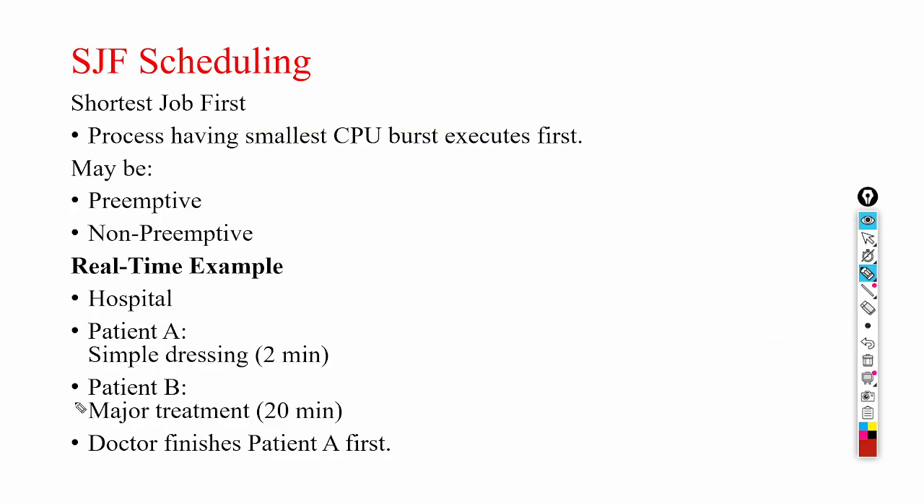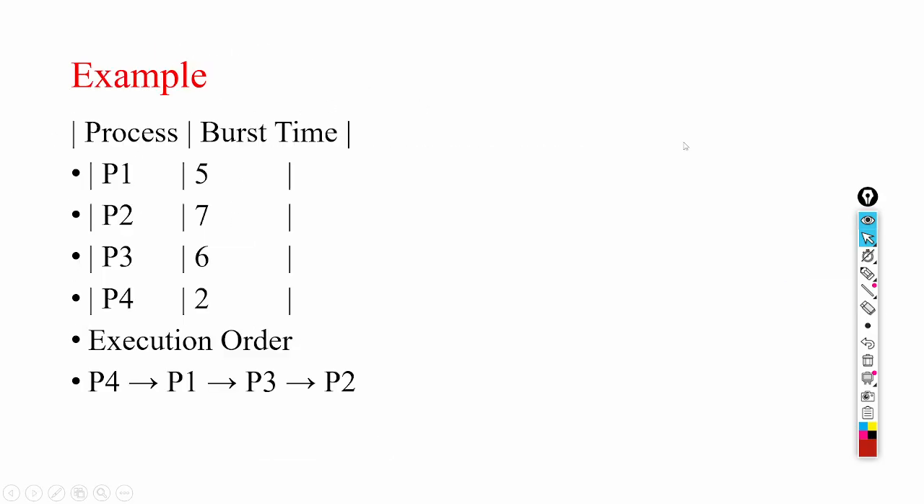So we'll give one real-time example with numerical values. The example has processes and burst times. How many processes are there here? P1, P2, P3 and P4, four processes. The burst time of P1 is 5, P2 is 7, P3 is 6, P4 is 2. So what is the execution order? The one with the least burst time executes first. P4 has the least burst time.